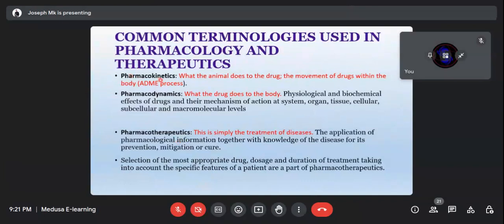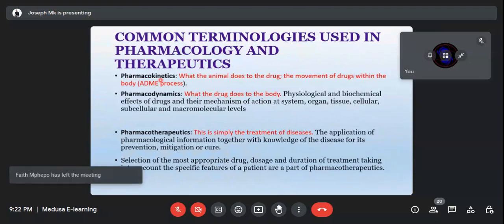I know all of us know what kinesis means. Kinesis simply means movement. Pharmacon, we said earlier, is a drug. So in simple words, we can say pharmacokinetics is just the movement of drugs in the body. By movement, how does the drug now move in the body? That is what will be our main concern. We are going to look at it.